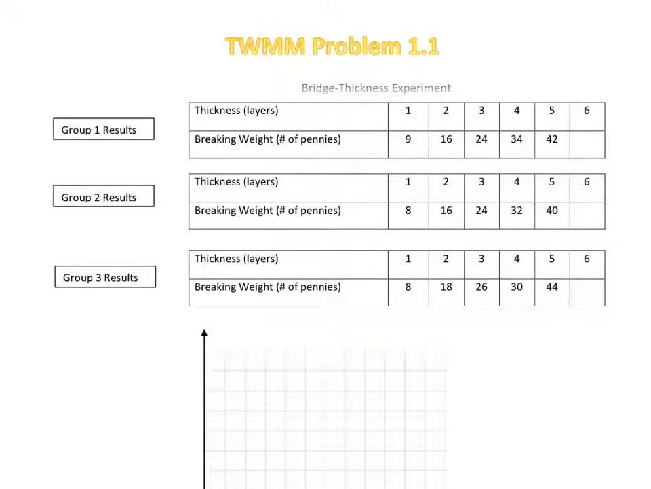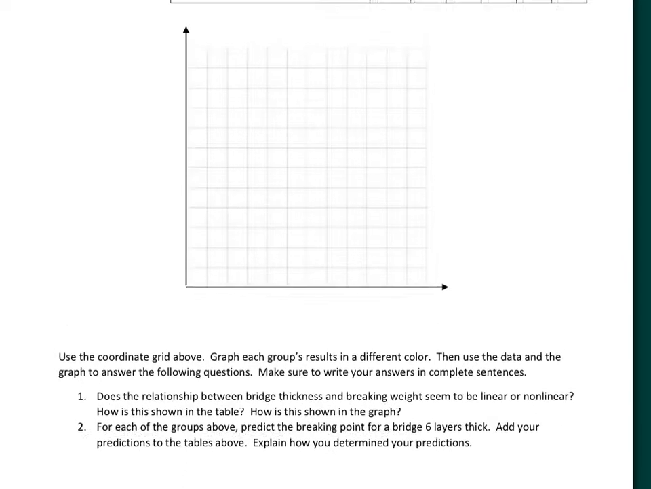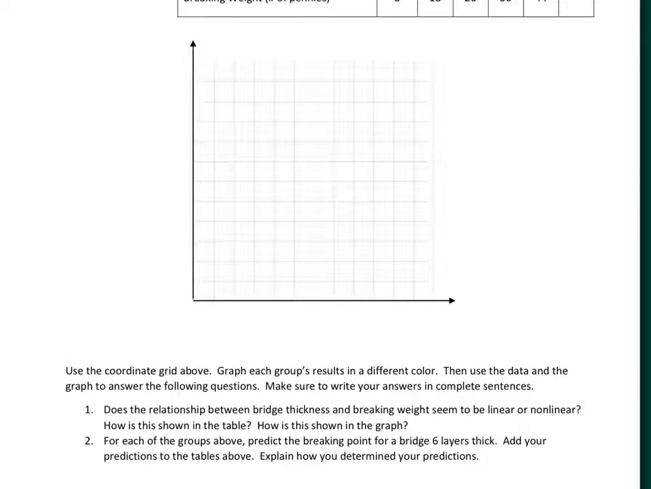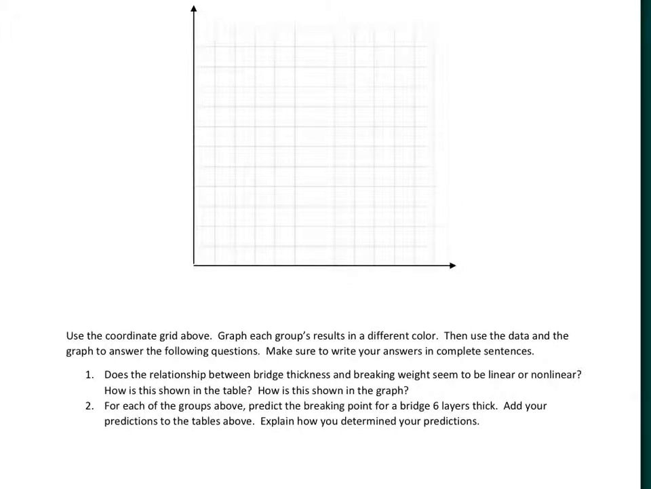The lab sheet for problem 1.1 has 3 sets of student data at the top. All the data is somewhat similar and yet a little bit different because each group would get different results in real life. After students examine the data, they are asked to do a few things with the data. And the first thing is they're asked to graph each set of data on the same coordinate grid in different colors. Then they are asked to record the results of their answers to the questions on the back of their paper in complete sentences, and they're asked to make predictions about what each group would get if their bridges were 6 layers thick.